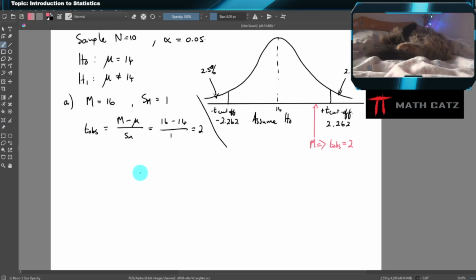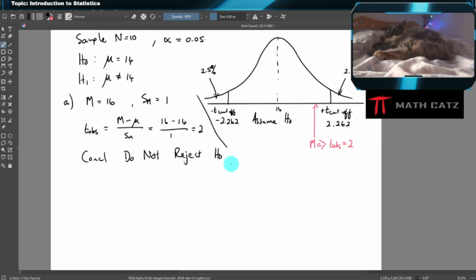All right. And then we can say that because of the positioning of this observed t-score in relation to the cutoff scores, it is not more extreme, so the sample doesn't give me an extreme enough observation. Our conclusion will then be to not reject the null hypothesis. The evidence isn't strong enough to suggest that the distribution isn't centered at 14. It may very well be.